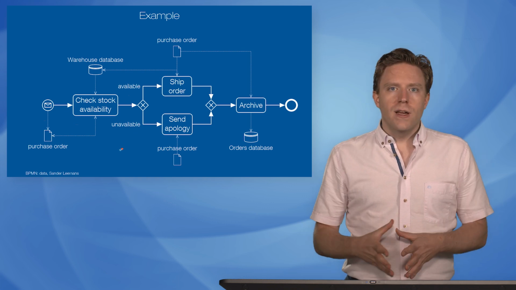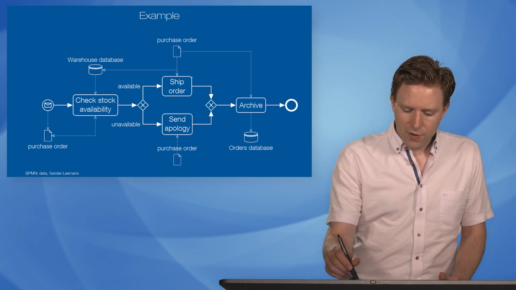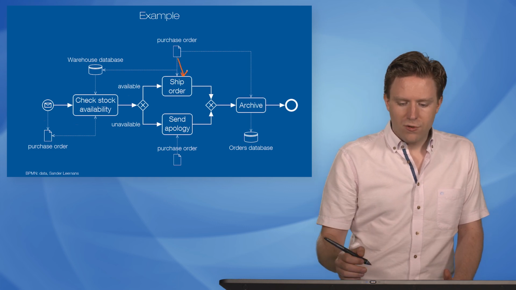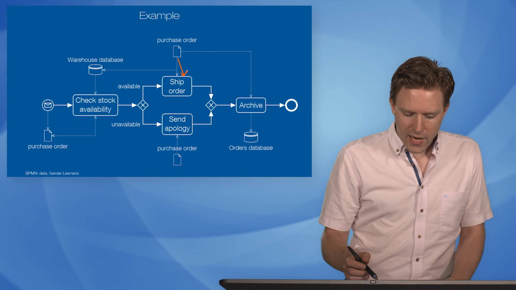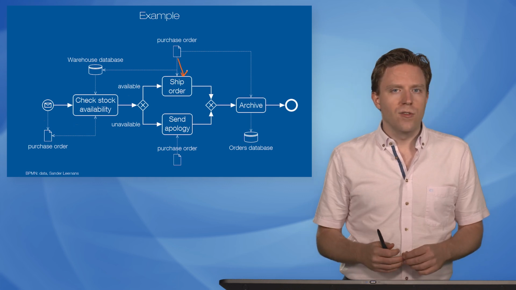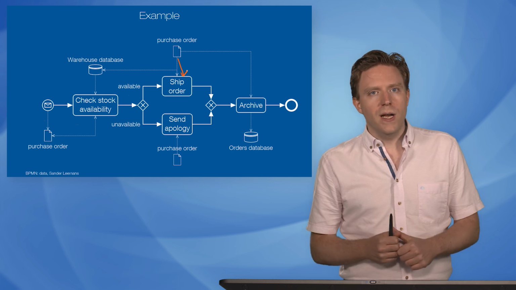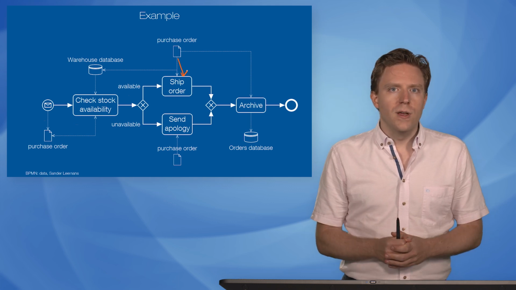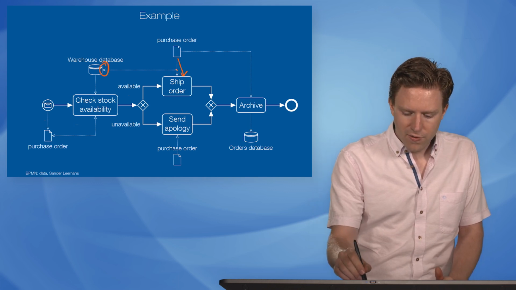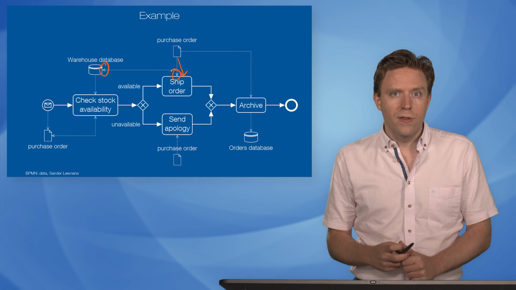If all the items are there, then we can ship the order, and then you see for ship order we need the purchase order. Of course, we need to know what to ship, and we need to read from the warehouse database and update that again. So now we take items from the warehouse database, so we have to update that. So this association from warehouse database goes in both directions.